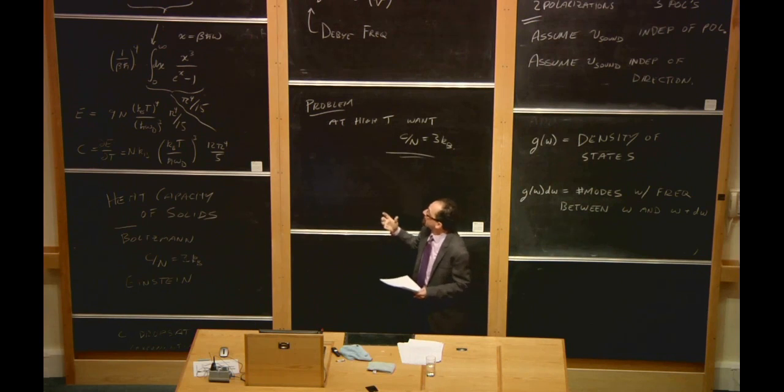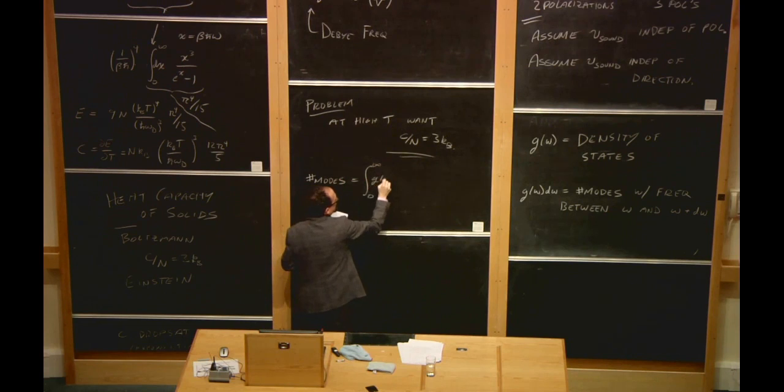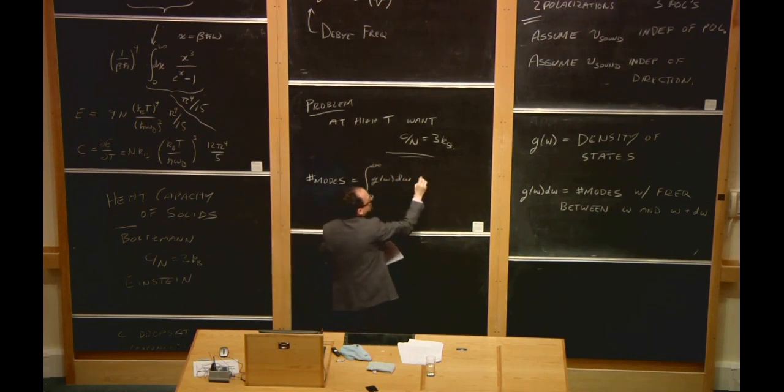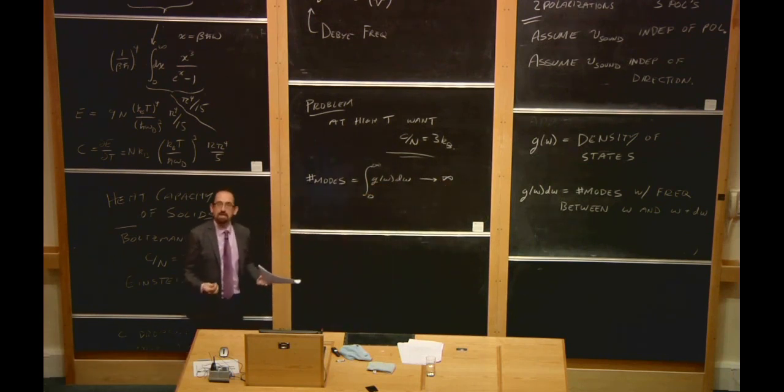And how many degrees of freedom did he count in his box? Well, the number of modes that he counted is the integral from 0 to infinity of g of omega d omega. And g of omega goes as omega squared. You integrate that to infinity, and that gives you infinity. So he counted an infinite number of degrees of freedom.